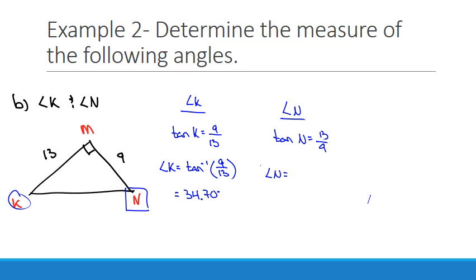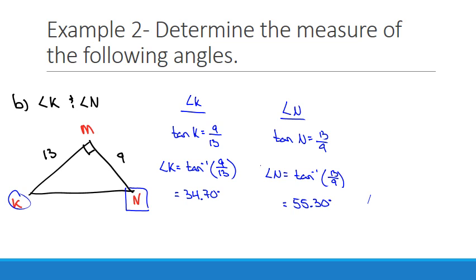So angle N, I'm going to take the inverse of this tan, which is really just telling my calculator to go backwards, like I've said. And that would be then 55.30. And if you double check that, does that add up? That adds up, people. Okay.